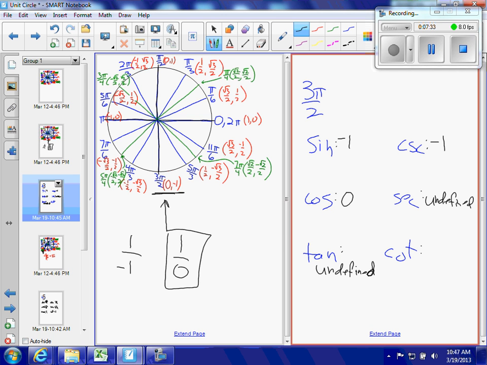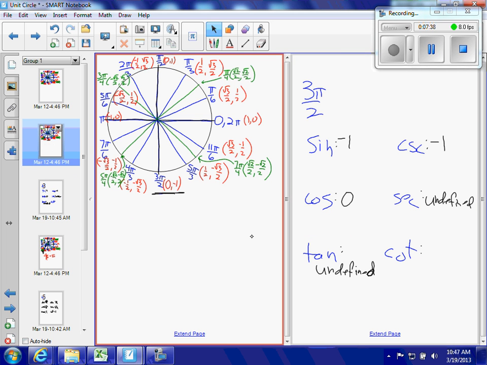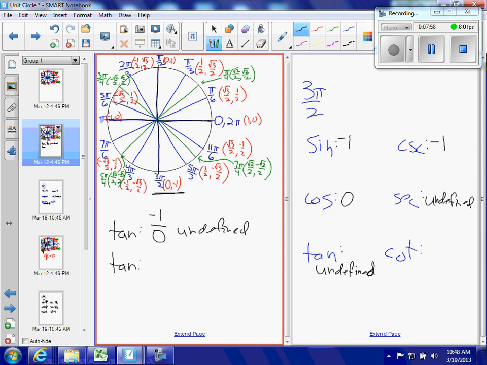What about cotangent? Now, cotangent could cause us a little bit of a conceptual problem here. Because I know the tangent was equal to sine over cosine, which was negative 1 over 0, undefined. Now, if I look at cotangent as cosine over sine, which is fine, then it's going to be equal to 0 over negative 1, which is equal to 0. And that actually is, in fact, the answer.